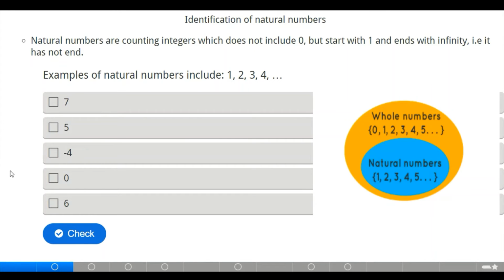Now we have an example here. Let's just list examples of natural numbers. We start with 1, 2, 3, 4. Why is zero not included? Because zero is not a natural number.